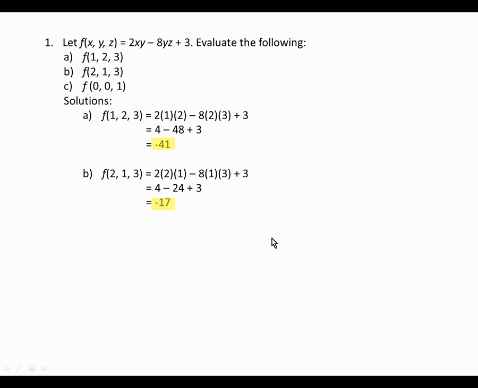And for part C, f of 0, 0, 1. So x is 0, y is 0, and z is 1. So 2 times 0 times 0, minus 8 times 0 times 1, plus 3. Well, that's 0, minus 0, plus 3. The answer is just 3. How hard it is to do the arithmetic comes down to how nasty is the formula and how bad are the numbers that we give you. Okay, this one wasn't too bad.